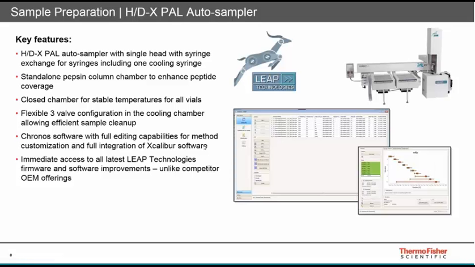Again, the software fully integrates the LC and DMS, meaning the Excalibur software. It also provides full editing capabilities for method customization. And here in the smaller screen capture, we see the time scheduling of the individual time points of the labeling reaction, indicated with these red horizontal bars. All this scheduling is automatically done by the software.